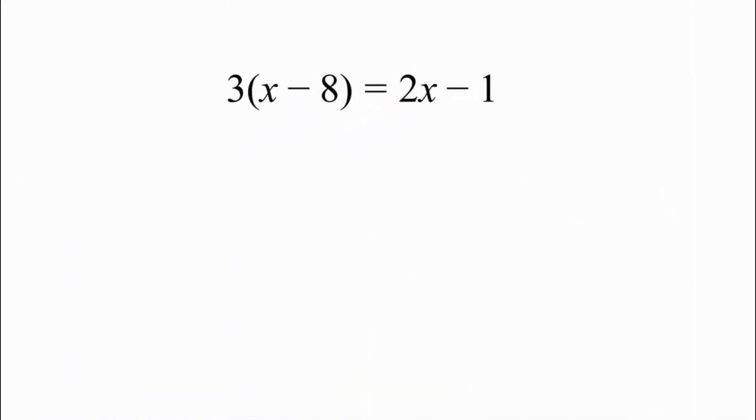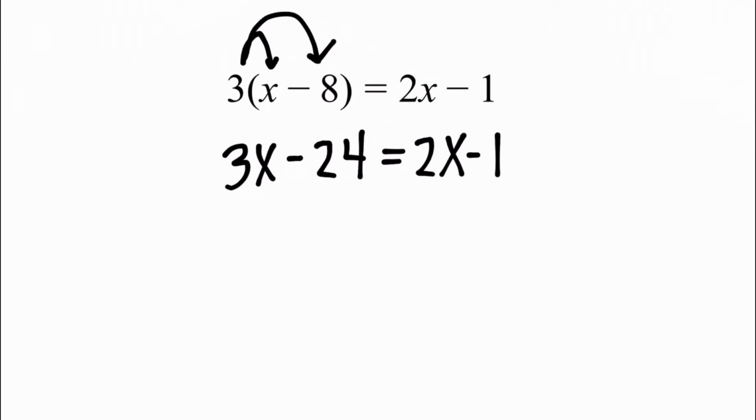Okay, I hope you got it. If not, no worries. I'm going to explain it now. So what we do first is we distribute that 3, right? So 3 times x is 3x. 3 times negative 8 is negative 24.